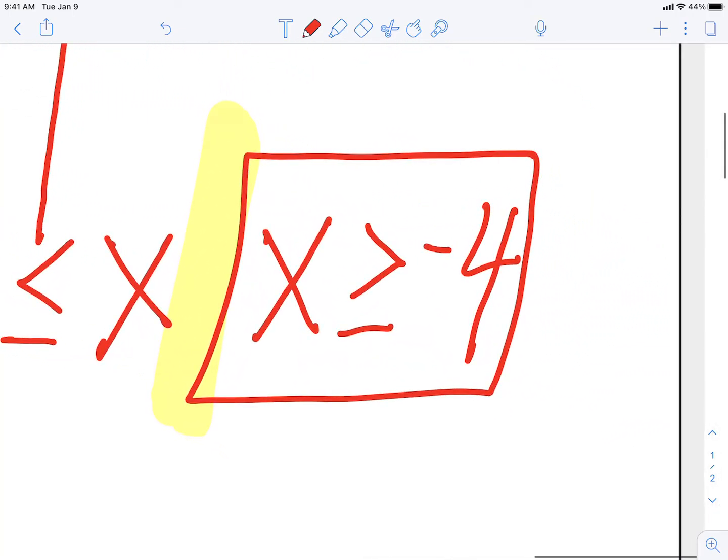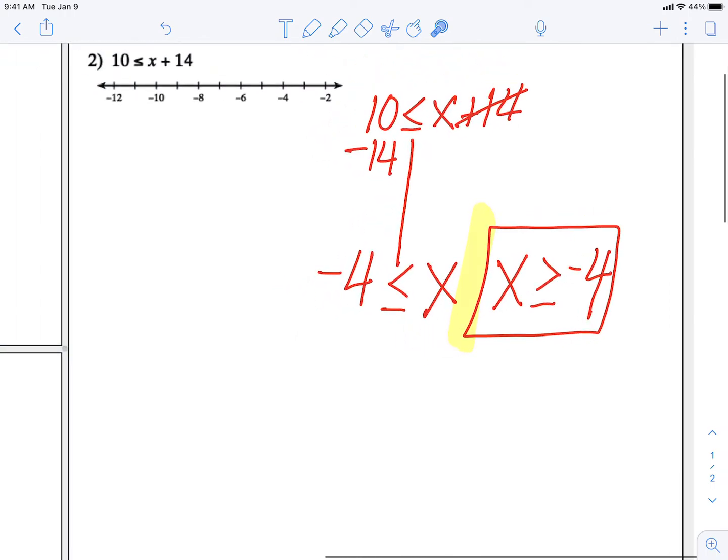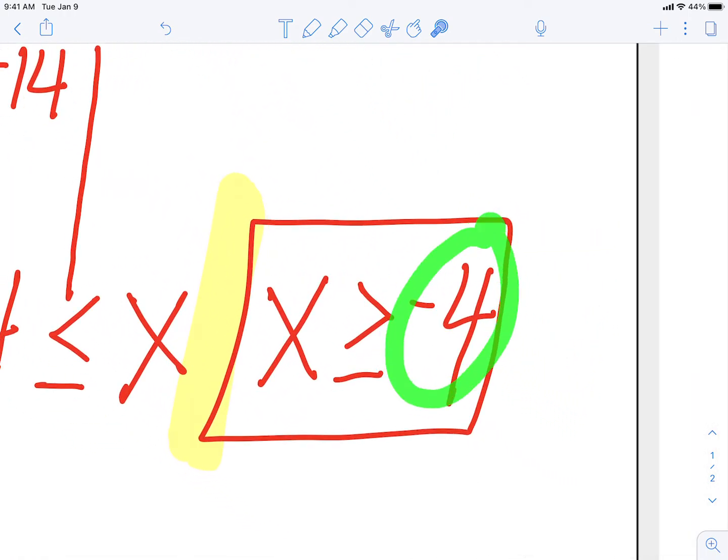So again, I'm going to ask myself, which hand do I use? Which hand do I use to make these scissors right here? Do I use my left hand or do I use my right hand to make those scissors? I use my right. And that means I'm going to shade to the right. And to the right, the numbers are becoming greater. So this says X is greater, right? But it also says equal. So that means my circle is going to be a closed circle on negative 4.